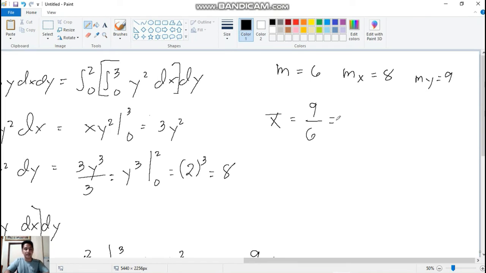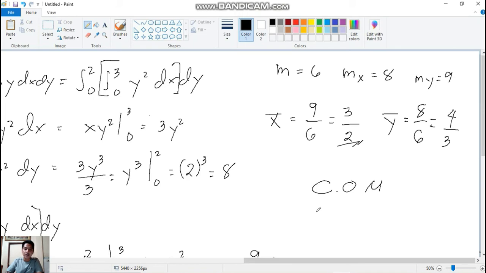So m sub y all over m will become 9 over 6. We are going to simplify. They are both divisible by 3, so that is equal to 3 over 2. Next, we have the y coordinate, that is equal to m sub x all over m, which is 8 over 6. They are both divisible by 2, that is equal to 4 over 3. Therefore, the center of mass is equal to 3 over 2 and 4 over 3. That is the center of mass.